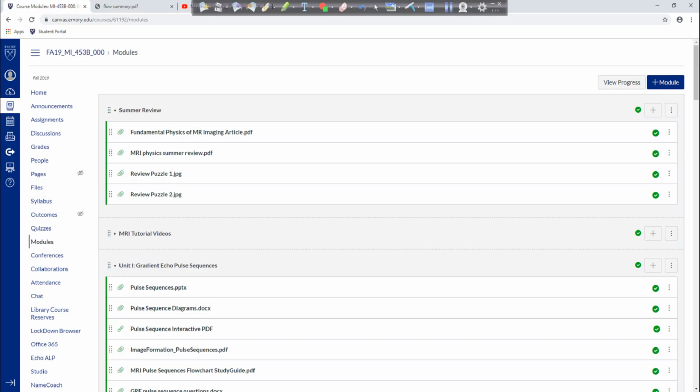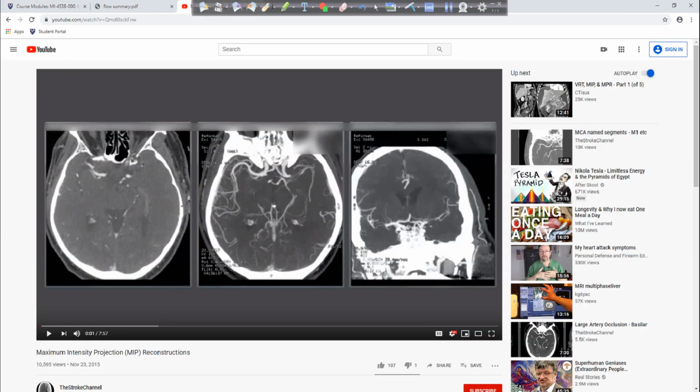So I have a video here that really goes through a radiologist looking at vessels and how he goes through a MIP image of the circle of Willis. And this is a CT, but it's the same concept because CT does MIPing also. So let's watch this real quick. Listen to what he said.